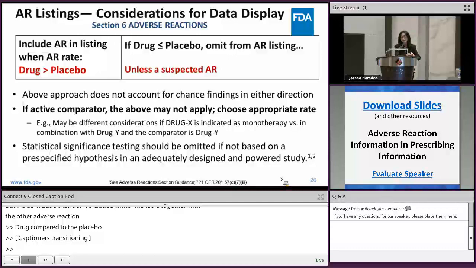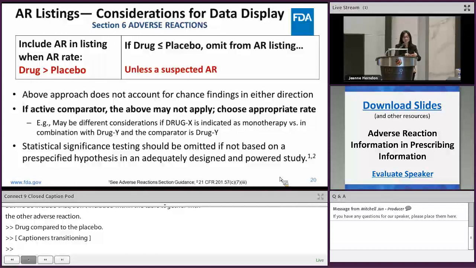If you have an active, this is for drug versus placebo. If your comparator is an active comparator, then this doesn't apply, or it may not apply, and you have to choose your appropriate rate depending on what your situation is. So for instance, if you have drug X as your drug, and drug Y is the comparator, and it's an active control, and you choose your cutoff, you don't want to say all adverse reactions above 10%, and drug X greater than drug Y. You may not want to say that because then you might be excluding things that are truly adverse reactions. It's just that the adverse reaction rate of drug X did not exceed drug Y.